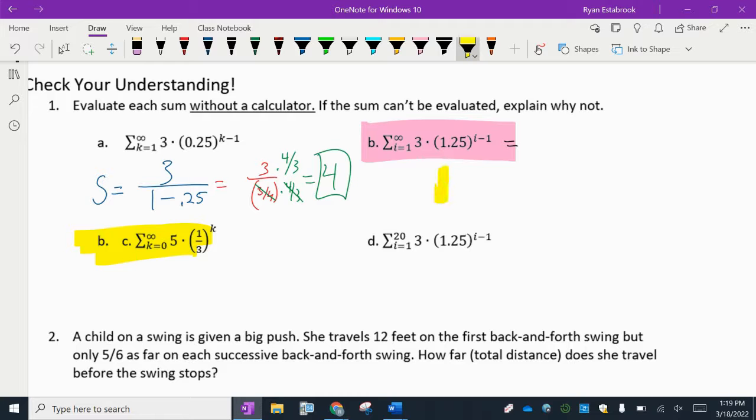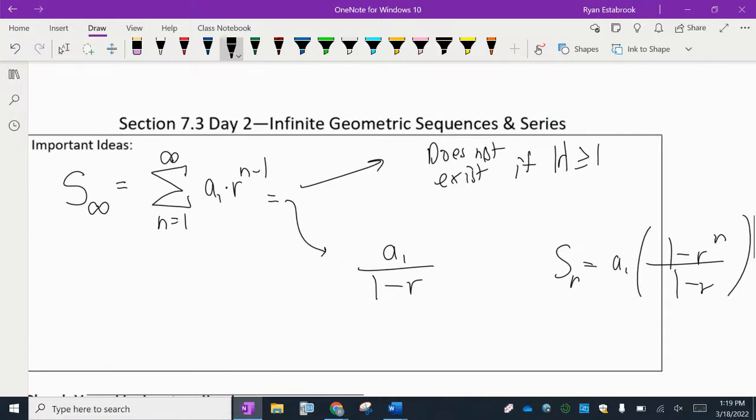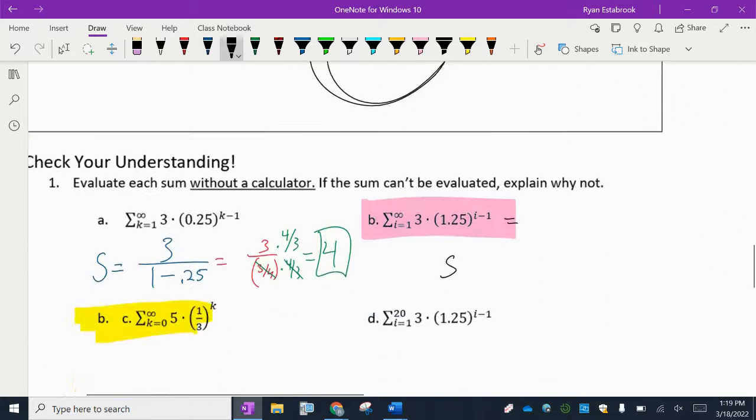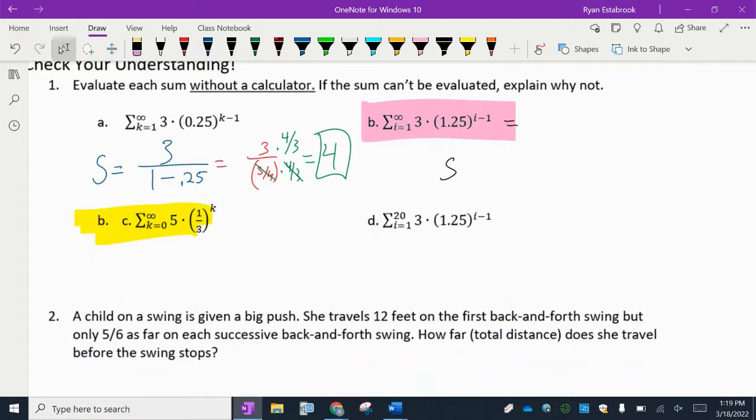So can you try to use that formula we just used, a sub 1 over 1 minus r, to find the sum of this series? Sure. I don't know. Oh, wait, the sum? Yeah, you're right.